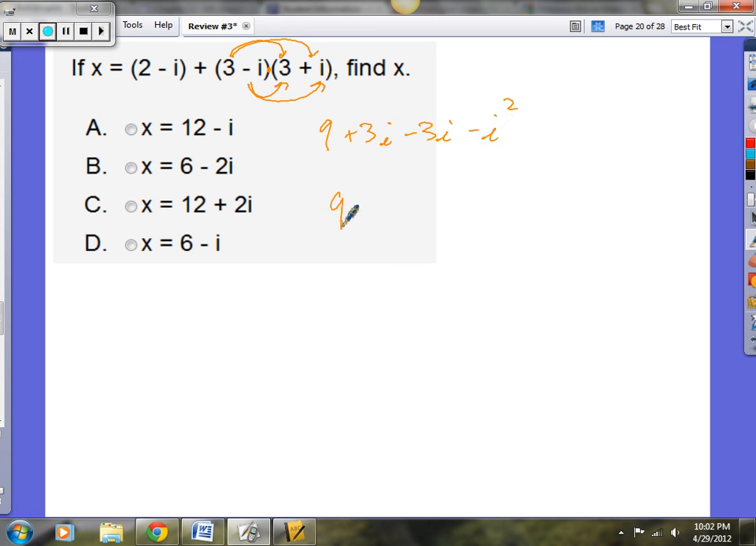All right, 9. These two center terms cancel out. That's nice. i squared is a negative 1, so I got a negative negative 1. So that's positive 1. 9 plus 1 is 10. So I've got 2 minus i plus 10. Combine your like terms, and you should have 12 minus i.